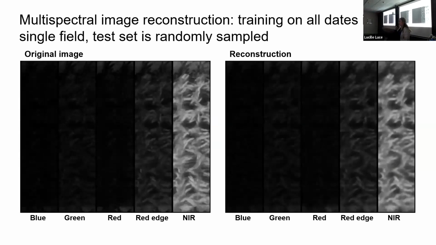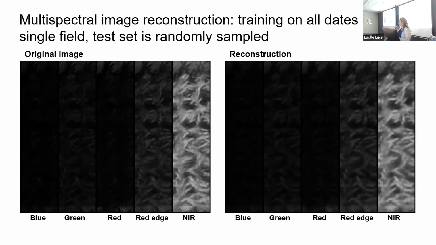From there, we scaled up to training on 10 different dates, so about 5,000 multispectral images from the G2F fields in 2020. And you can see that though the reconstruction from the test set is blurrier, the model is still able to nearly reconstruct the original image.